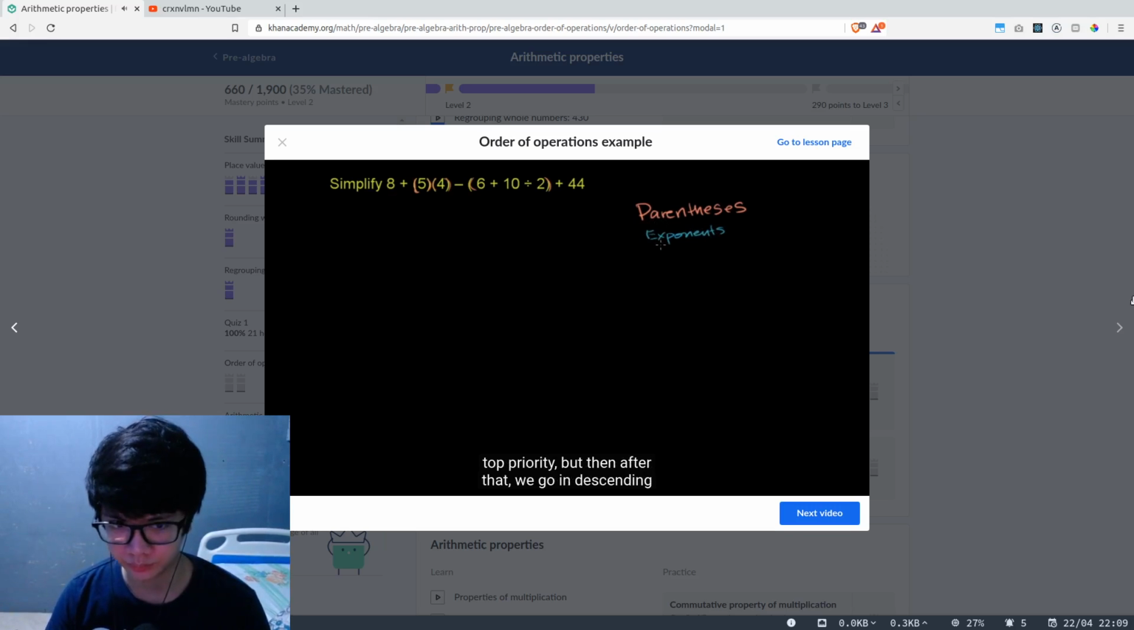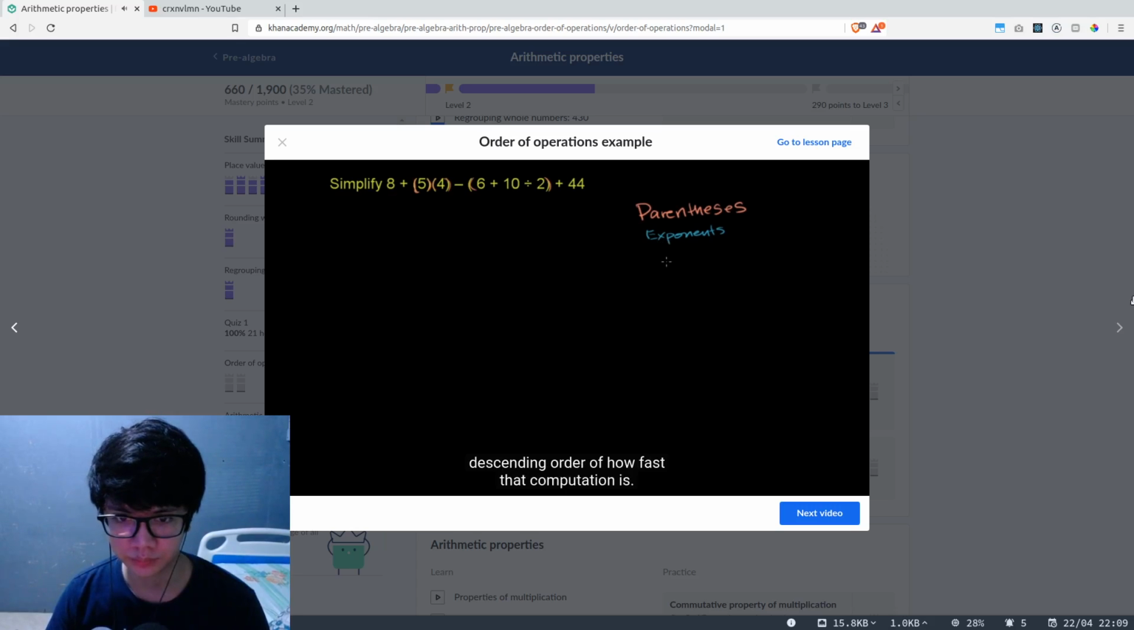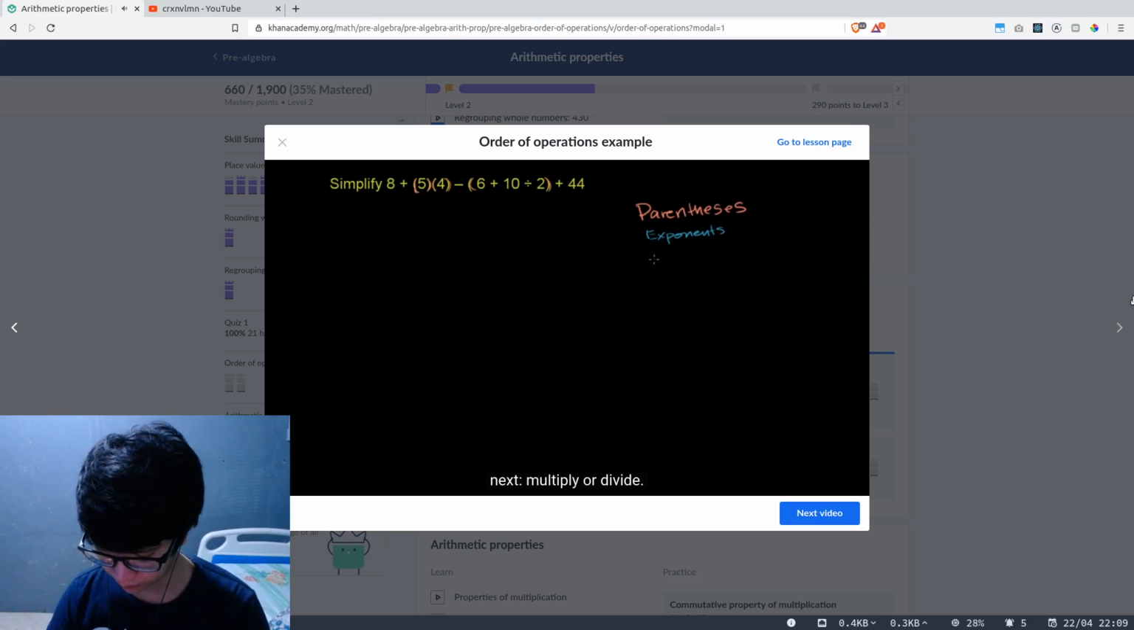One way I like to think about it is parentheses always take top priority. But then after that, we go in descending order of how fast that computation is, and when I say fast, how fast it grows. When I take something to an exponent, to a power, it grows really fast. Then it grows a little bit slower, or shrinks a little bit slower, if I multiply or divide.